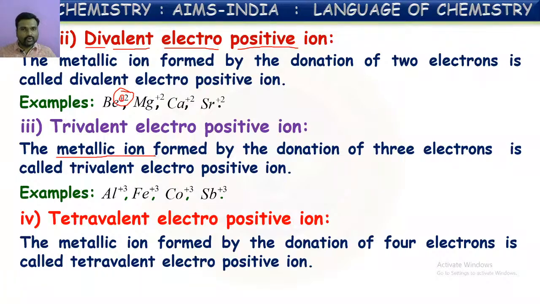Tetravalent electropositive ions. You can see an example here: lead plus 4 ion, tin plus 4 ion. These are examples for the tetravalent electropositive ions.